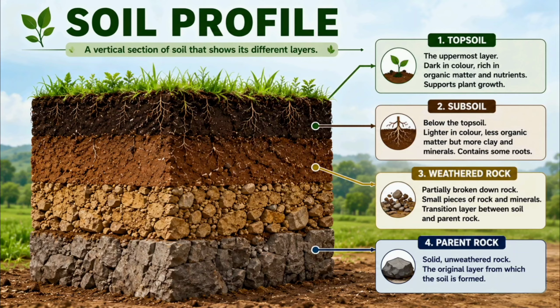Topsoil: the uppermost layer, dark in color, rich in organic matter and nutrients, supports plant growth. Subsoil: below the topsoil, lighter in color, less organic matter but more clay minerals, contains some roots. Weathered rock: partially broken down rock, small pieces of rock and minerals, a transition layer between soil and parent rock. Parent rock: solid unweathered rock, the original layer from which the soil is formed.